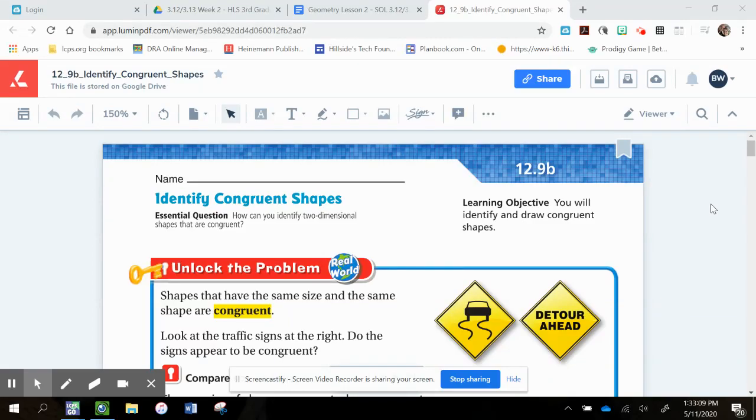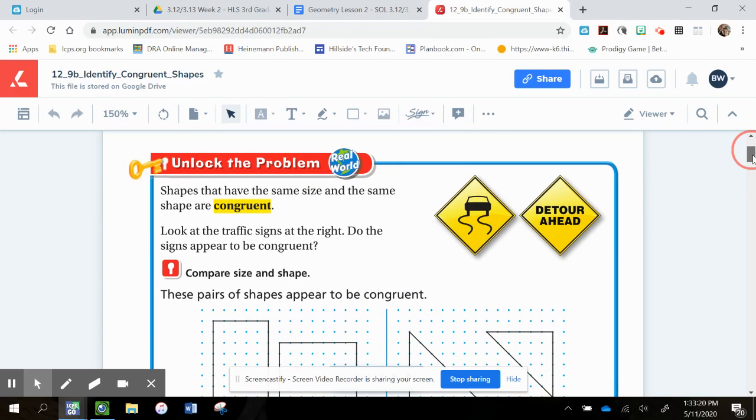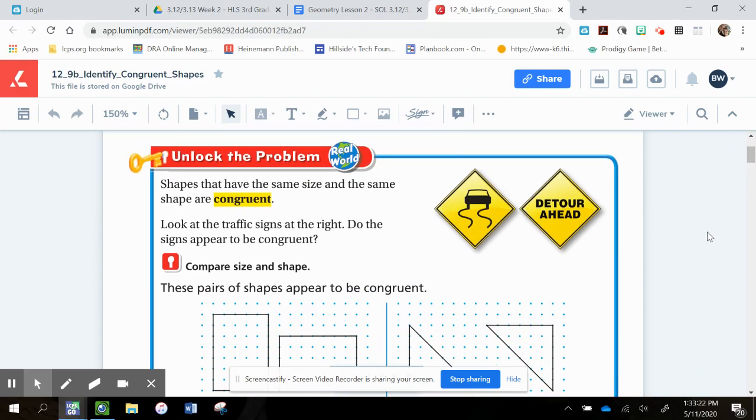In this lesson, we are going to be learning about what congruent shapes are. So we're going to identify them and look at them to make sure we know they're congruent. Shapes that have the same size and the same shape are congruent, just like these two signs here.